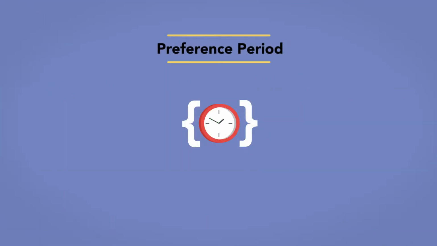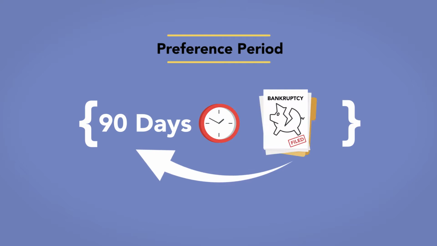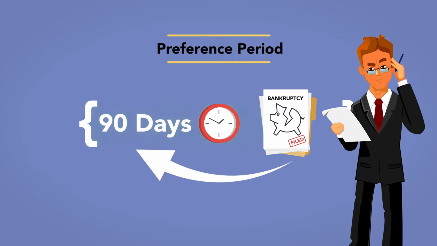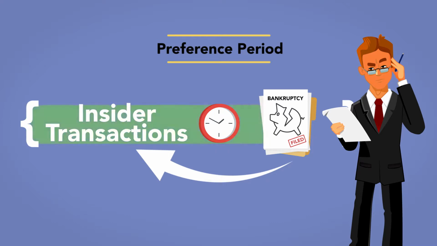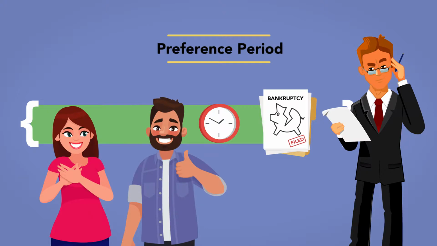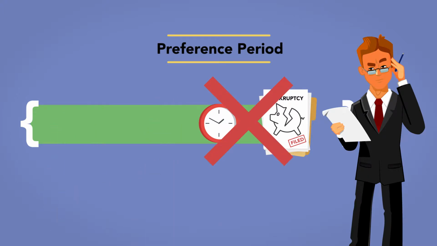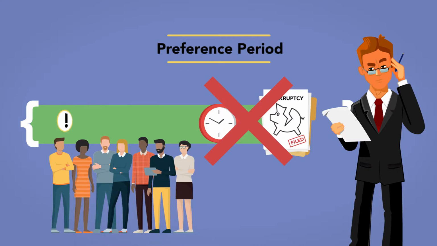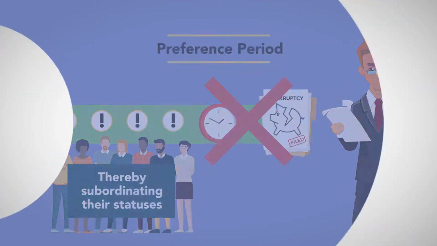There is also a window of time called the preference period. It usually covers the 90 days immediately preceding the bankruptcy filing and gives a retroactive window in which the trustee can scrutinize the debtor's transactions. The window is even longer for insider transactions involving principals and affiliates of the debtor. If the trustee finds that the debtor showed favoritism or demonstrated a preference toward one or more of its creditors without a good reason to do so, the trustee can undo the relevant transactions. Secured parties who attached or perfected during the preference period may be susceptible to the trustee reversing those efforts, thereby subordinating their statuses.